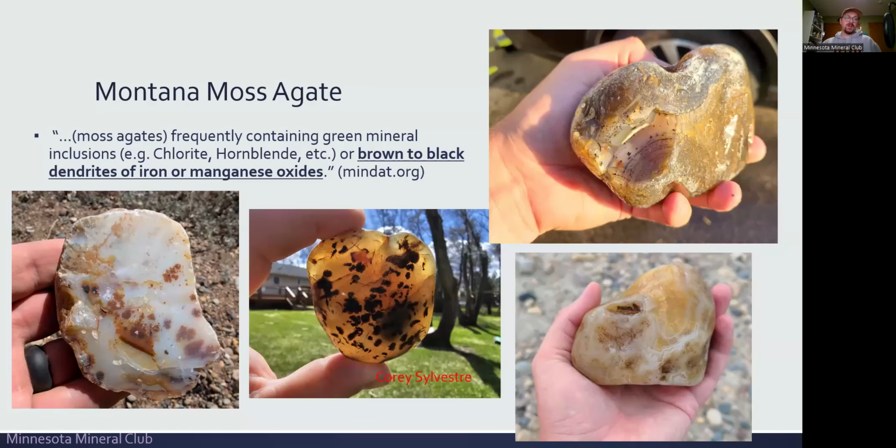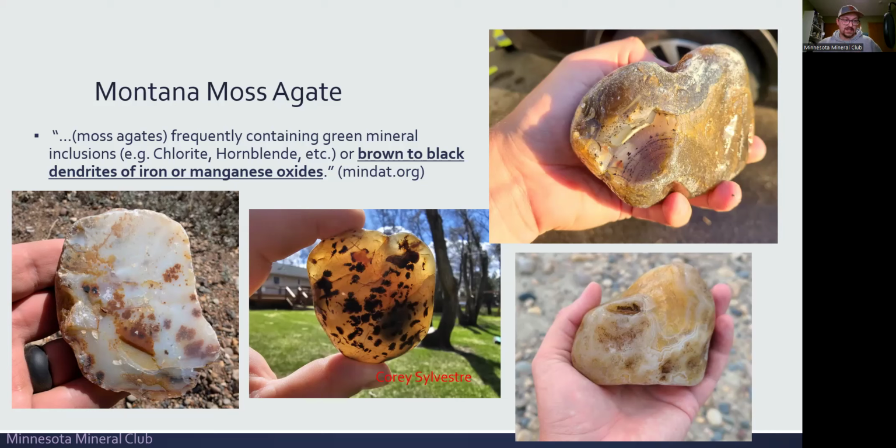So then looking into Montana moss agates, some people have argued that Montana moss agates are not agates because they don't have banding. One sort of argument against this then is looking at Mindat. So Mindat is a great resource if you're trying to find information about different minerals.